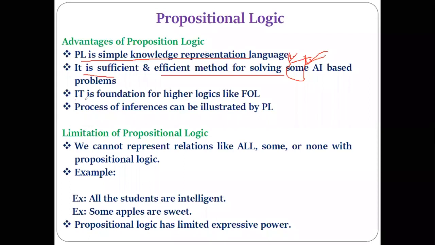Then next one, it is the foundation for higher logics like the first order logic. What do you mean by the foundation for higher logic? Means what? The next kind of logic representation we are going to see, that is the first order logic. Now, in order to see the representation of knowledge using the first order logic, we have to take the help of the propositional logic also. That is also one of its advantages. Getting the third advantage?